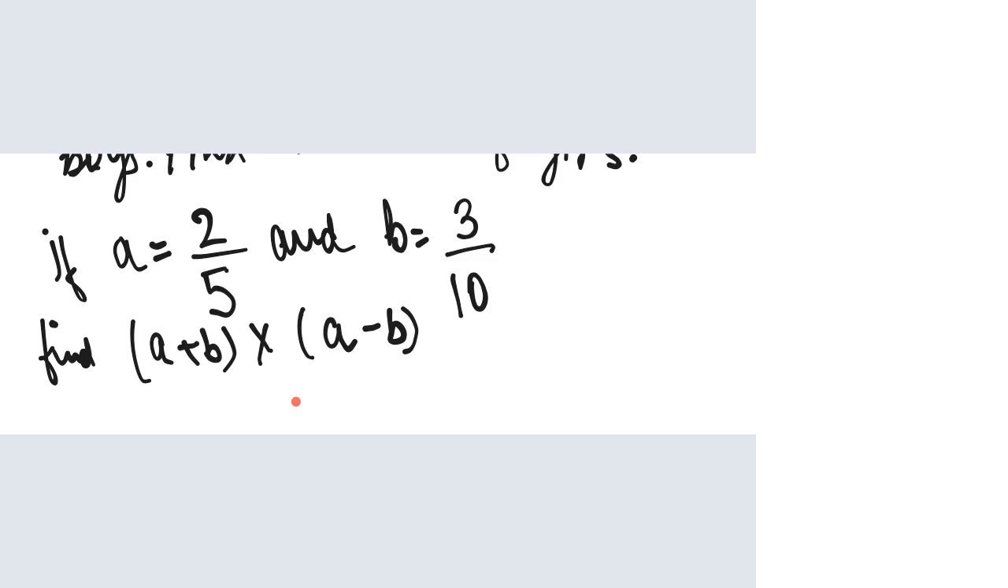Ma'am, 7 by 40. No, I mean 7 by 100. 7 by 100. Yeah. So when you found A plus B, what is A plus B? 7 by 10. No, it's not 7 by 10. Okay, right. Fine. I'm sorry. It's 7 by 10. Okay. Let's try one more.